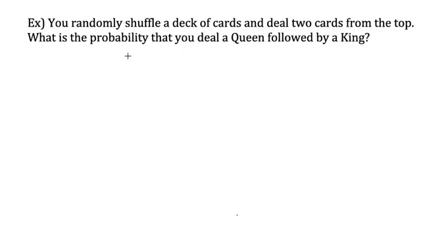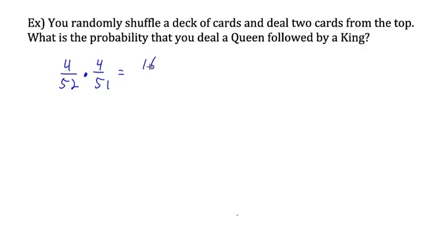Now, we'll work through this example, and we're going to refer back to it in just a little bit. So you randomly shuffle a deck of cards and deal 2 cards from the top. What is the probability that you deal a queen followed by a king? There's 4 queens in our deck of 52 cards, so the probability of getting a queen on the first card is 4 out of 52. After we pick that queen, there's still 4 kings in the deck of cards, but now there are only 51 cards. So the probability of picking a king on that second card is 4 out of 51.